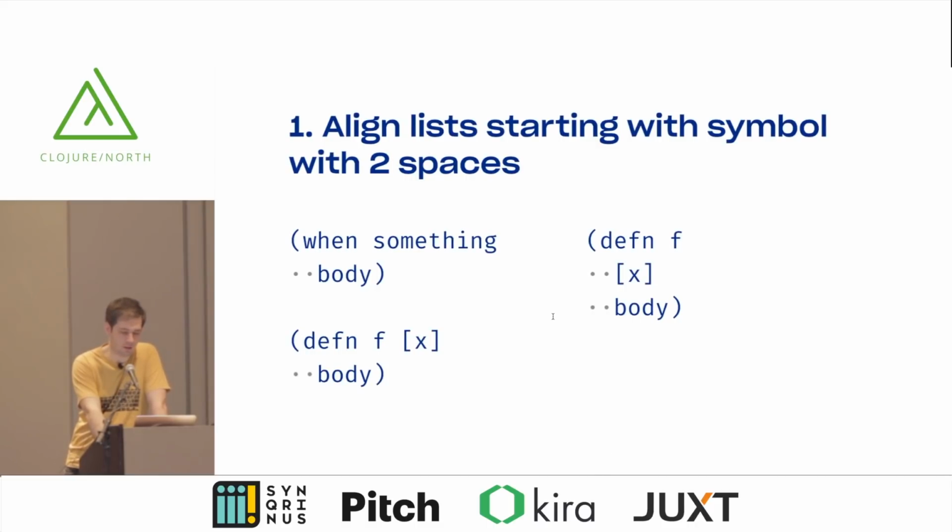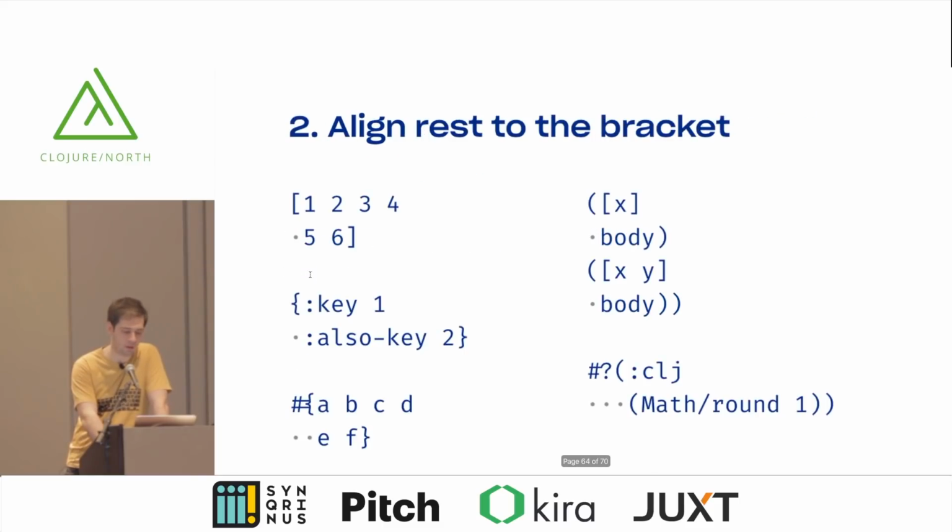The first one is to use this formatting with 2 spaces everywhere, instead of just using it for macros or a specific list of macros. Just use it everywhere, for functions, for everything. And if you are not calling a function, if you instead have a list or a map or a set or a reader conditional form, you just align to the latest unclosed bracket, right? So if the bracket was here or the paren was here, you align to it.